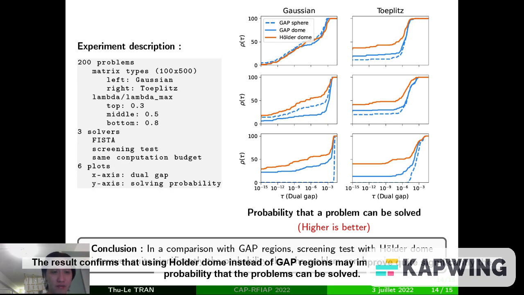The results confirm that using our Holder dome instead of the gap region may improve quite significantly the probability that the problem can be solved.